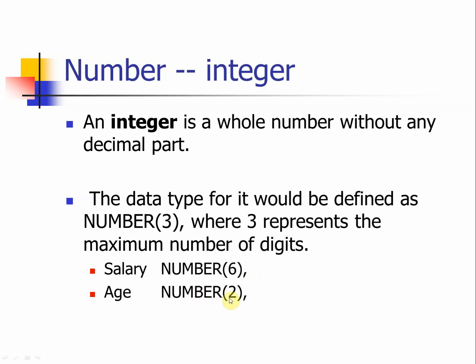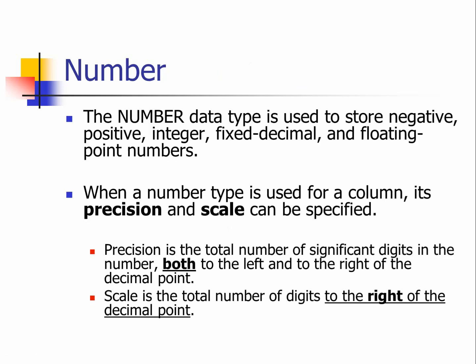Age is the same thing. If we put number parenthesis of 2, that means you can hold numbers from 0 to 99. And if you have someone older than 100 years old, then sorry, this database cannot hold it. Therefore, when you design a database, you also need to take all of these things into consideration when you are implementing the database. The number data type is used to store negative, positive, integer, fixed decimal, and floating point numbers.